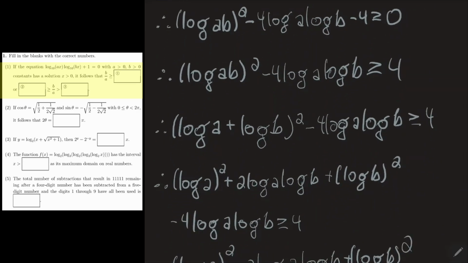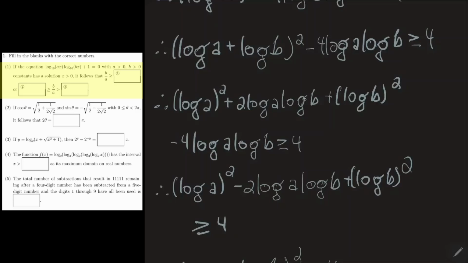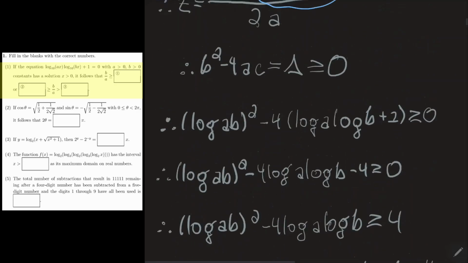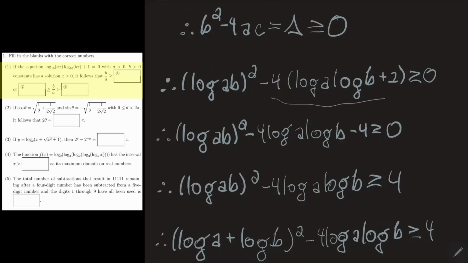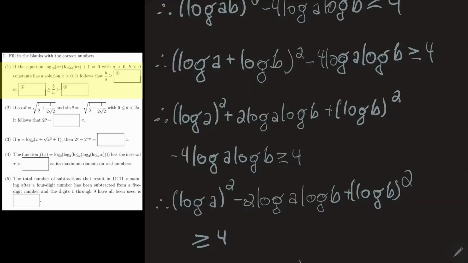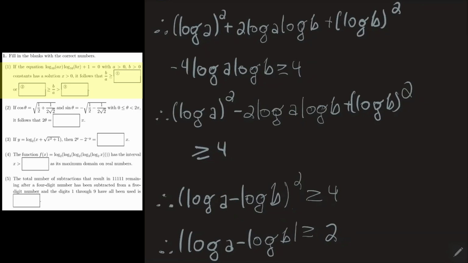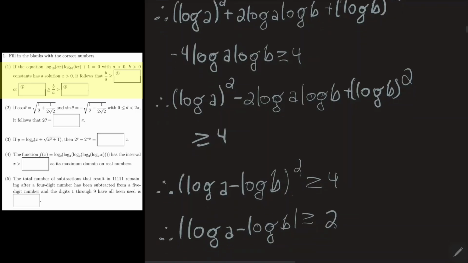Once we expand this log a plus log b squared, you'll notice that we get plus 2 log a log b from that, but we also got negative 4 log a log b from expanding this term over here. And so when we combine that, we end up with log a squared minus 2 log a log b plus log b squared, and hopefully you can recognize that is just the expanded form of log a minus log b squared. And that's greater than or equal to 4, which means that the absolute value of log a minus log b is greater than or equal to 2.